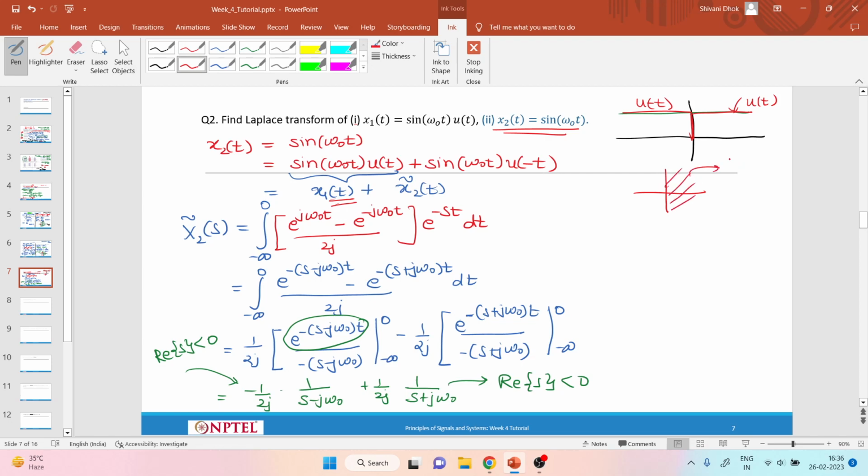This region of convergence was for x1 of t, not x1 tilde, and for this signal x2 tilde of t, my region of convergence is coming something like this. So this is my region of convergence for x2 tilde. But when I apply the linearity property, the region of convergence should be the intersection of these two regions of convergence, which is not at all happening here. So if my regions of convergence are not overlapping or intersecting, my ROC is equal to the null set, phi, which means that the Laplace transform does not exist.